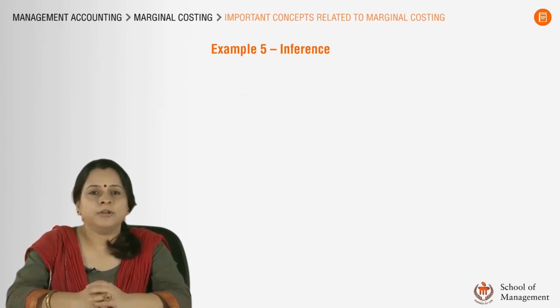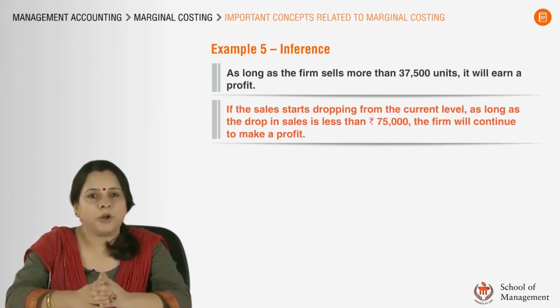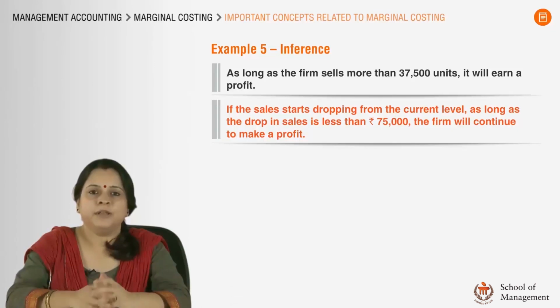So, we can conclude that as long as the firm sells more than 37,500 units, it will earn a profit. If the sales start dropping from the current level, as long as the drop in sales is less than 75,000 rupees, the firm will continue to make a profit.